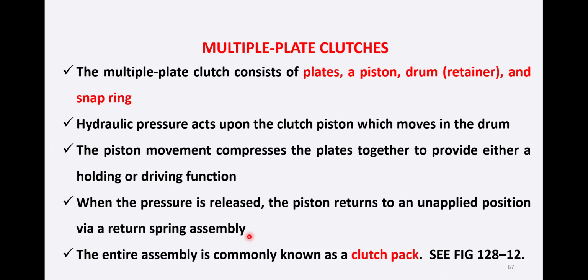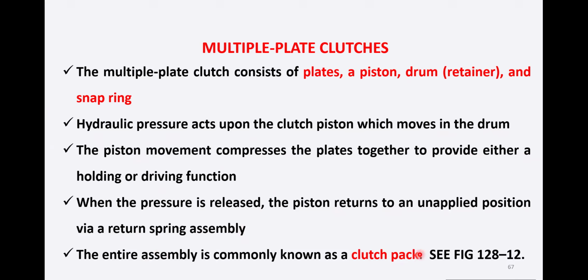So basically we have a spring here, the snap ring and spring. The hydraulic pressure acts upon the clutch piston, which moves in the drum. The piston movement compresses the plates together to provide either a holding or driving function. When the pressure is released, the piston returns to an unapplied position via the return spring assembly. The entire assembly is commonly known as a clutch pack.